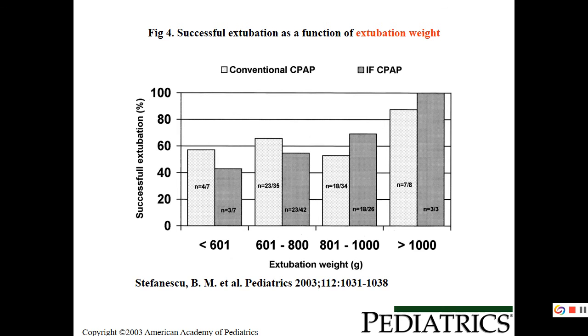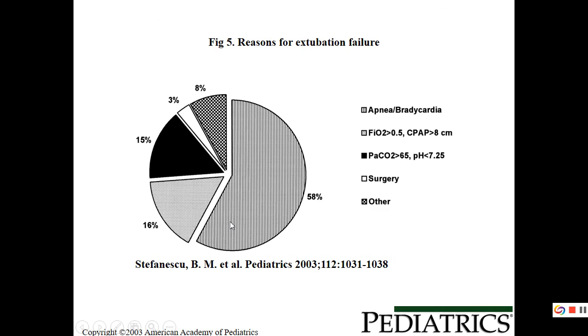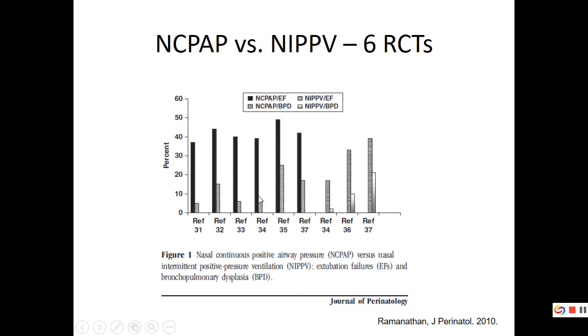We already talked about all the bad things that can happen with an endotracheal tube in place, and little babies can do it. Now, when you get really, really small, it does get harder. Babies less than 600 grams, you can see the bars go down. Why do babies fail? Well, it's mostly because of apnea and bradycardia. Or if they get really high FiO2s or CO2s. But mostly apnea and bradycardia is the main reason they failed.